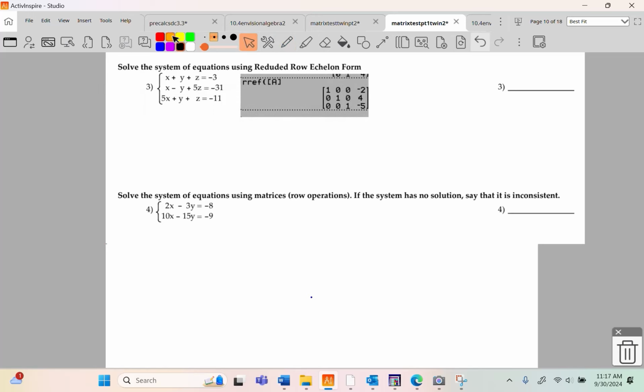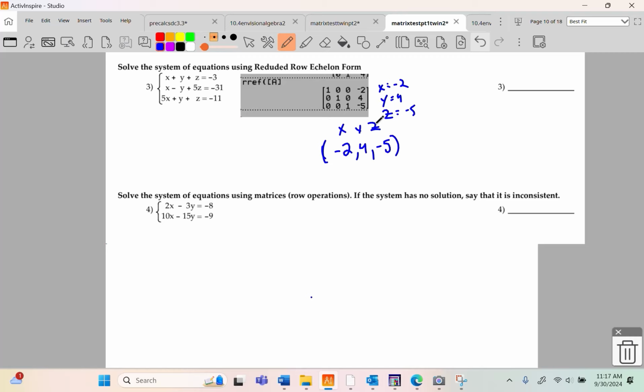So, what does this mean? Again, it means that x is -2, y is 4, and z is -5. If I like my ordered triples, -2, 4, -5, because an ordered triple would go x, y, z.